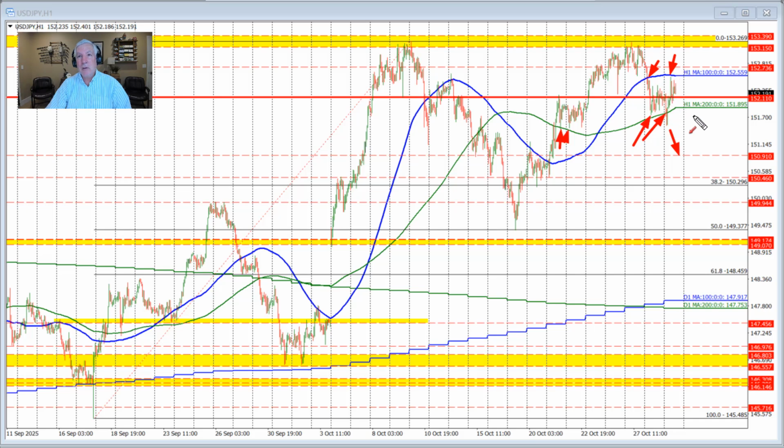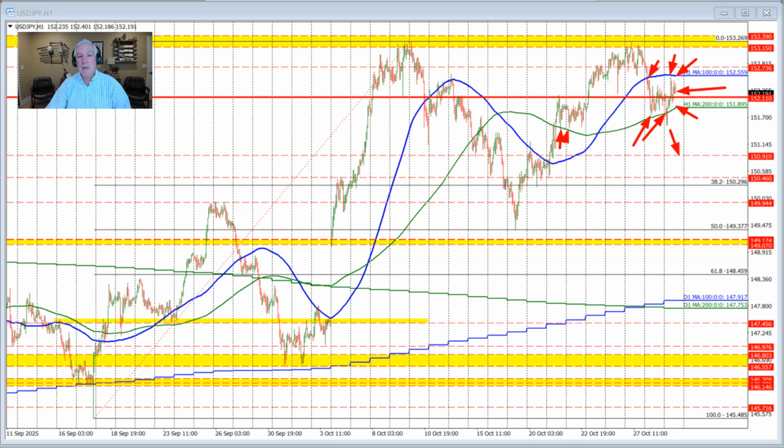And as you can see, we're now in a neutral bias in the short-term, with the price below the 100-hour moving average on the top side, above the 200-hour moving average on the downside. The difference between those two looks like around 65 pips, and we're trading right in between those two levels at the 152.19 level.